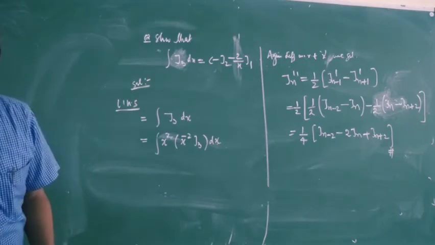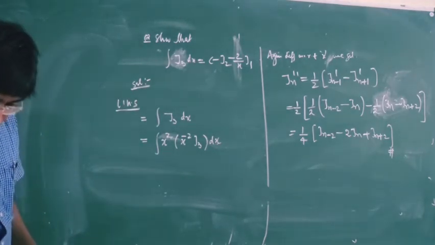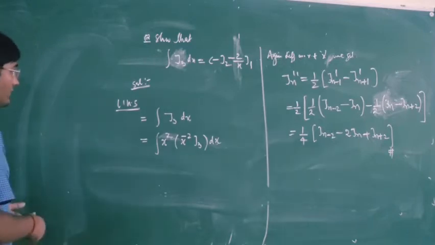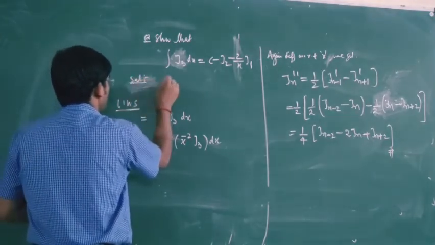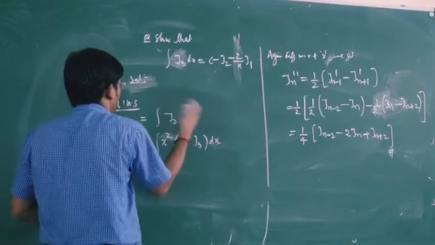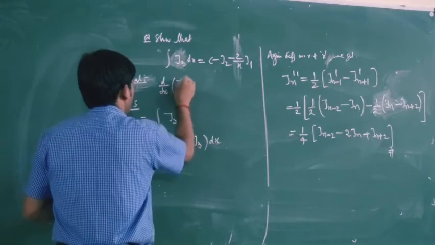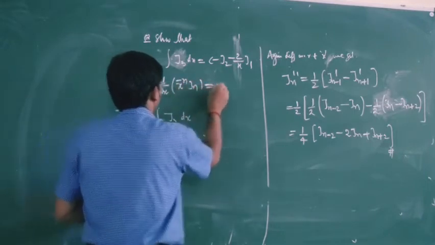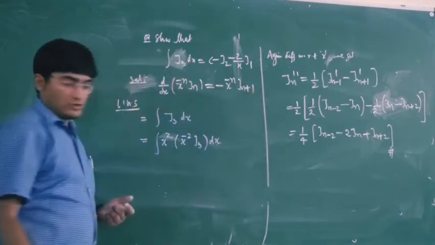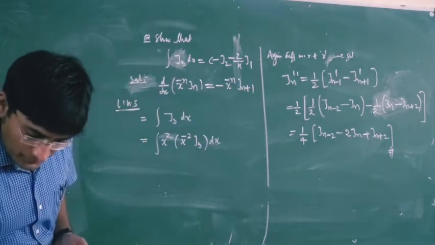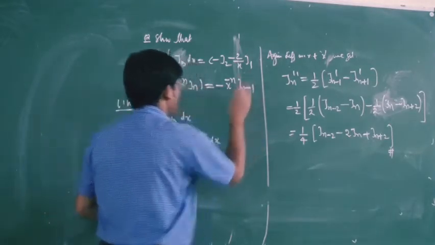Now we can write this J3 like this. Here we will need recurrence relation number 5 or 6. Your recurrence relation number 6 was d by dx of x power minus n Jn equal to minus x power minus n Jn plus 1. This was your recurrence relation number 6.